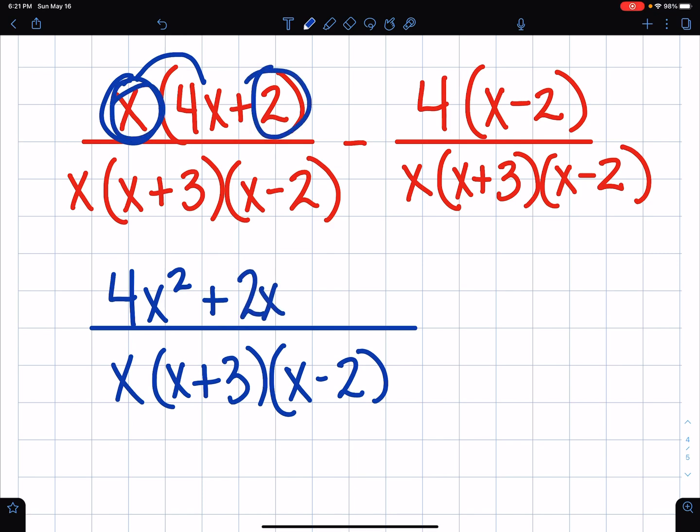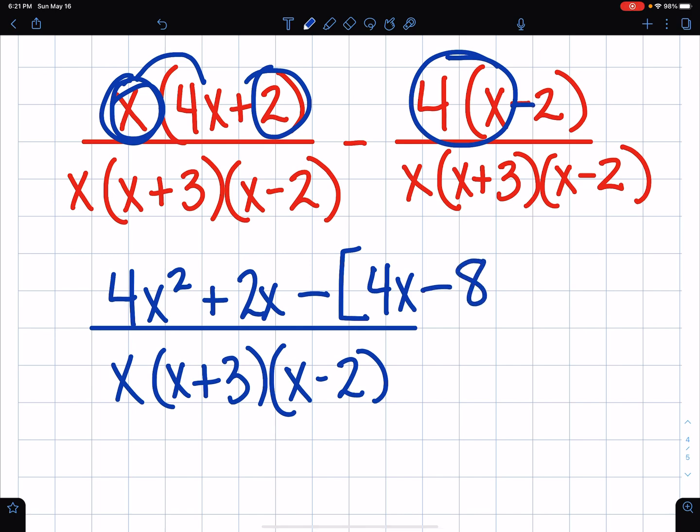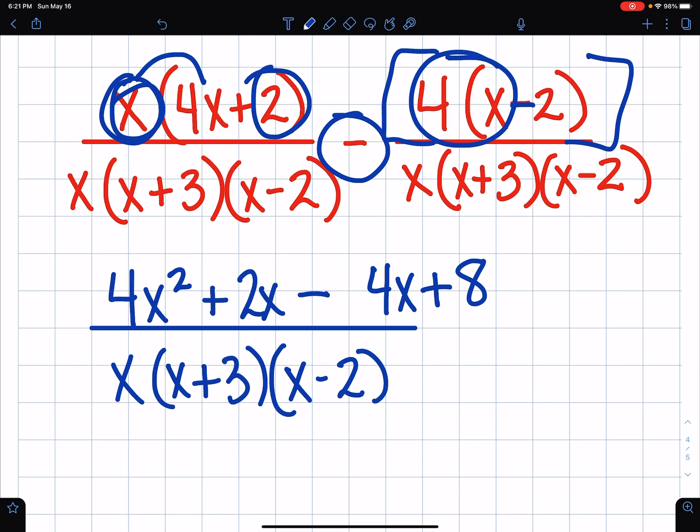All right, now we're going to subtract 4x minus 8. I'm going to put brackets here. Okay, and now I'm going to change the sign on all of that. So I'm going to do plus a negative 4x, which is just minus 4x, but then it's going to be a plus 8. Do you get why? Because I subtracted this entire numerator. So you have to change the signs.